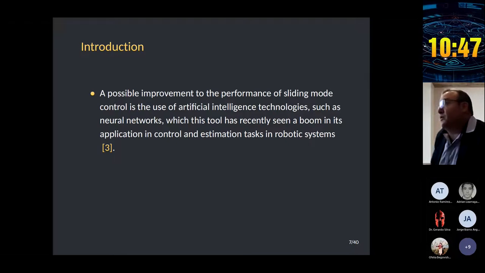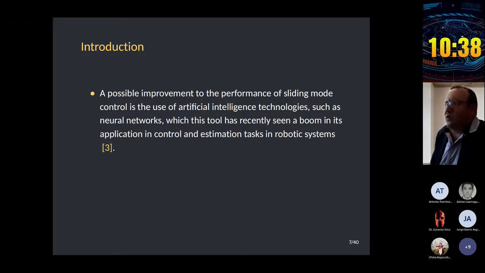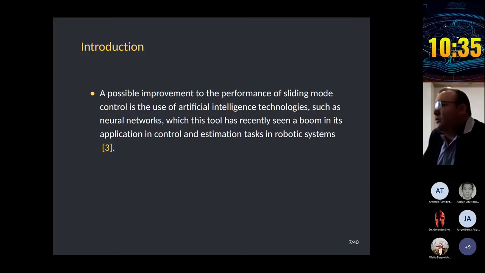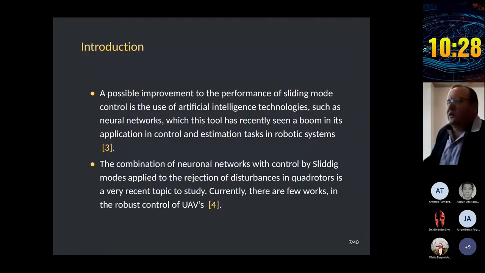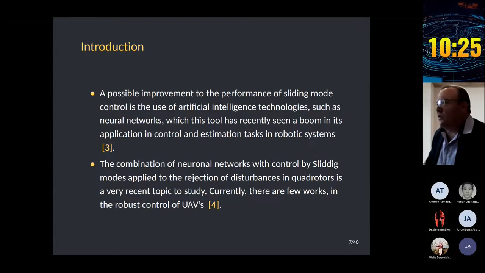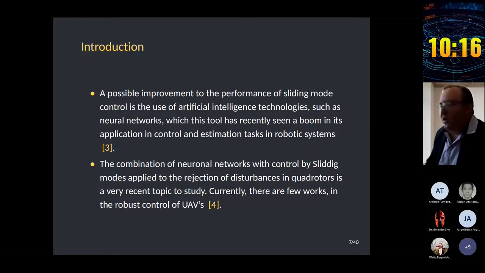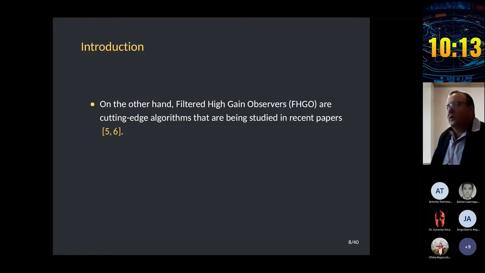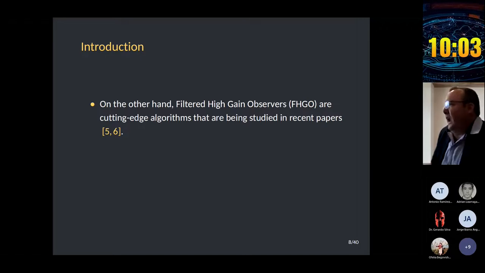It's possible to improve the performance of sliding mode control with the use of artificial intelligence techniques such as neural networks, which these tools have recently seen a boom in control applications. The combination of neural networks with sliding mode control applied to disturbance rejection in quadrotors is a very recent topic to study. Currently, there are few works in the robust control of quadrotors. On the other hand, the filter high gain observer is a novel algorithm that is being studied in recent papers.